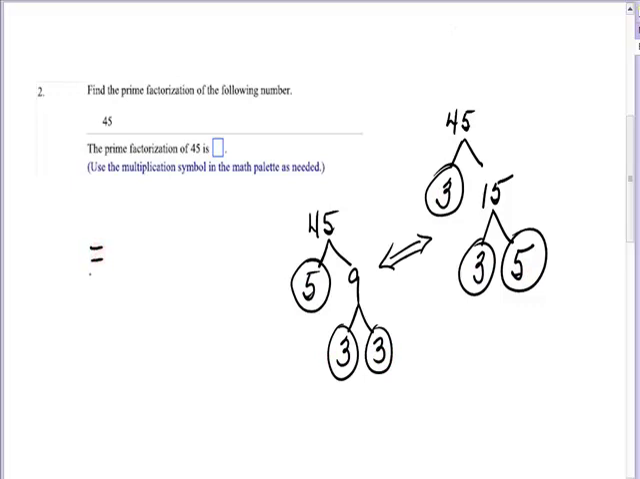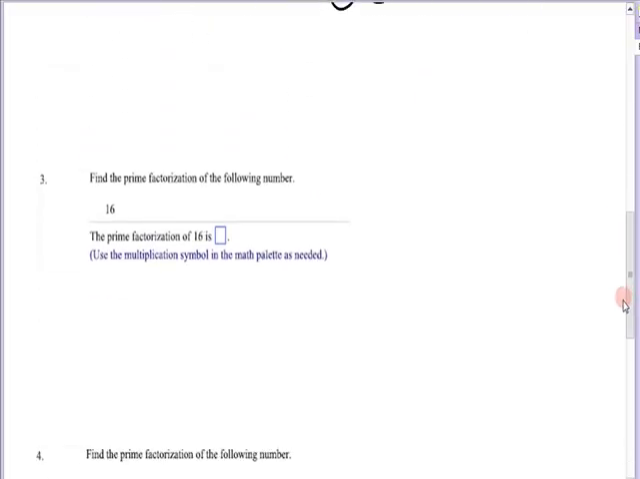Let's write our prime factorization smallest number to largest. I have 3 to the second power times 5. So no matter how I started, I get the same prime factorization.